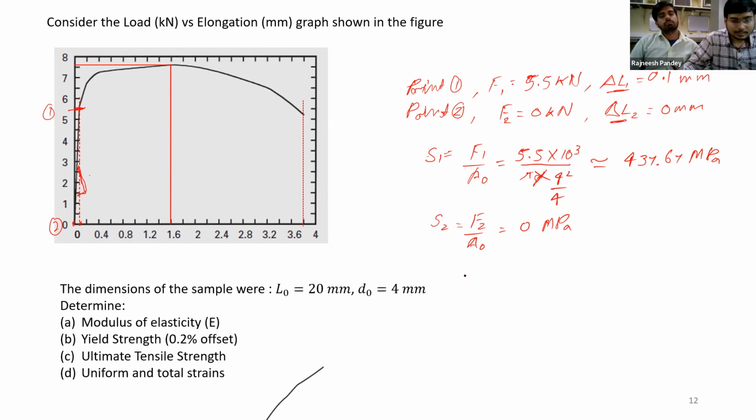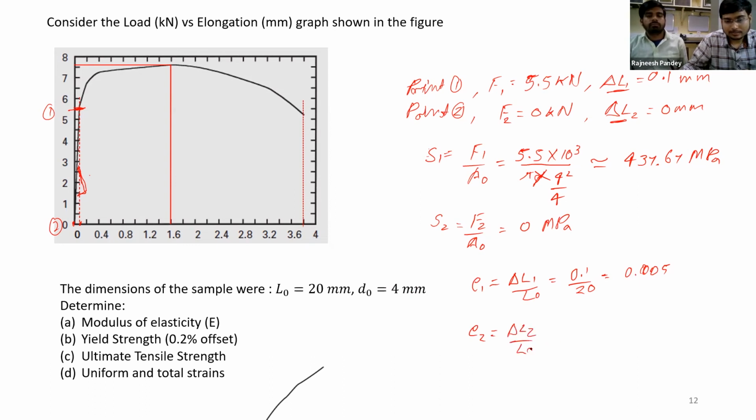Now let us see E1 and E2 also, so that we can get the Young's modulus. E1 will come out to be delta L1 over L0, which is nothing but 0.1 over 20, which comes out to be 0.005. It is unitless because it is a strain value. Similarly, E2 will come out to be delta L2 over L0, which is nothing but 0.